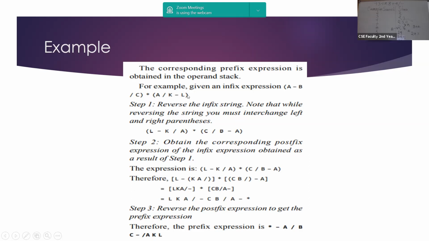Okay, starting from, and this is the closing bracket. In this case, this will become opening bracket. Then L minus K divided by A. This is opening bracket, it will become closing bracket. So in this way, this entire expression is just reversed.